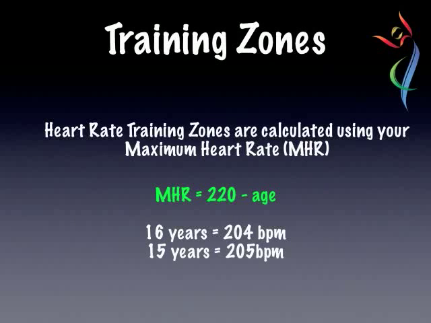Heart rate training zones are calculated using your maximum heart rate. You can find out your maximum heart rate by taking 220 and subtracting your age. So if you were 15, your maximum heart rate would be 205 beats per minute. If you were 16, it would be 204 beats per minute.